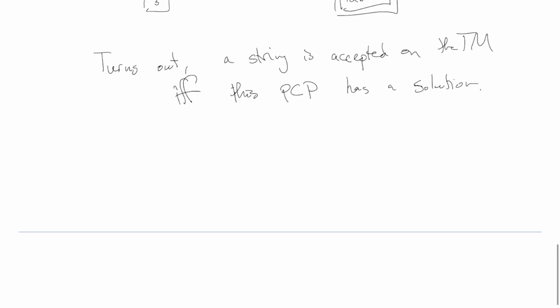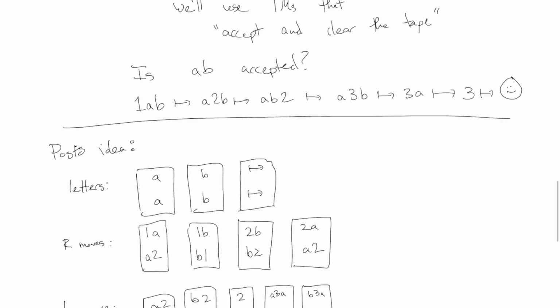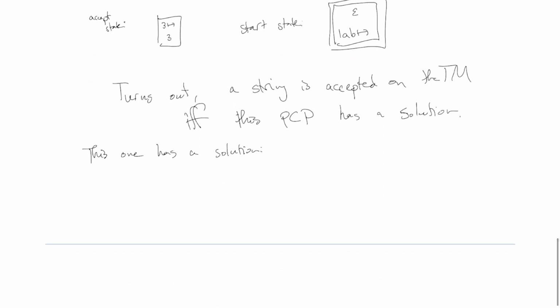So look, check it out. This PCP has a solution, because I already did an example of all this business. 1AB goes all the way to the end. It turns out the fact that this is possible on the Turing machine means that there is a solution of this PCP, because they both represent the same thing.